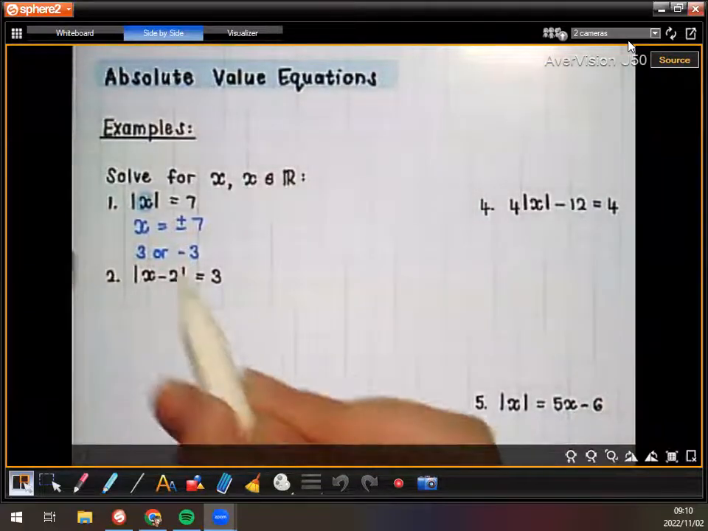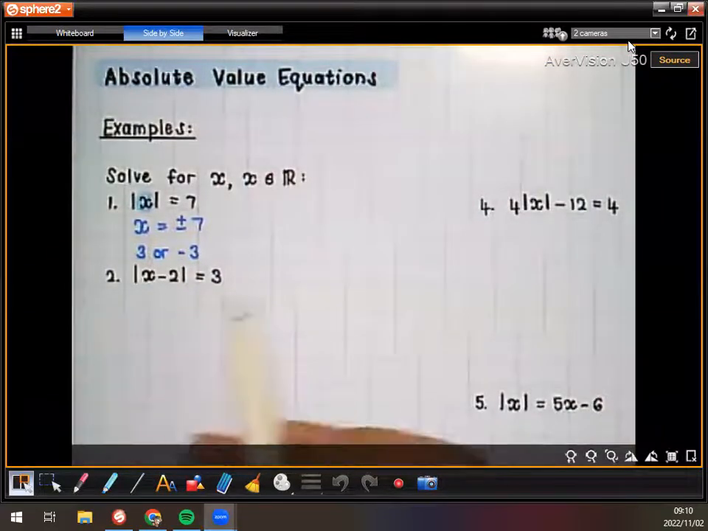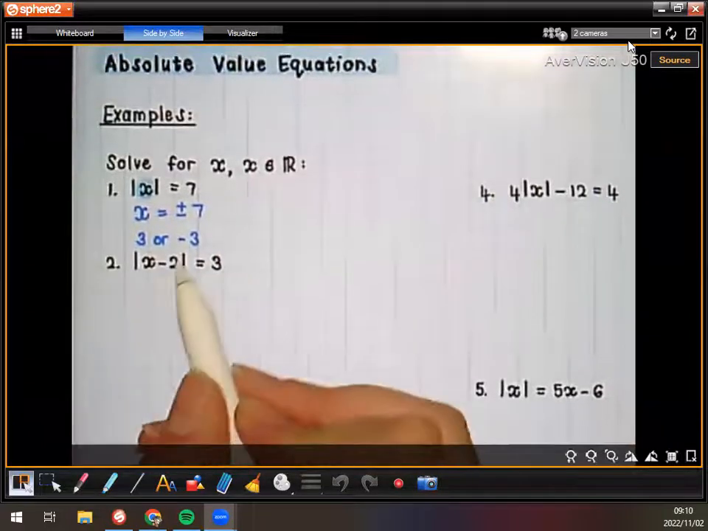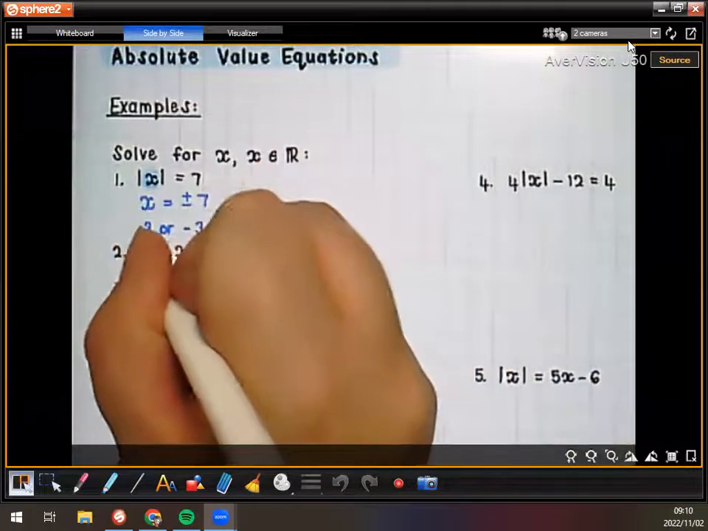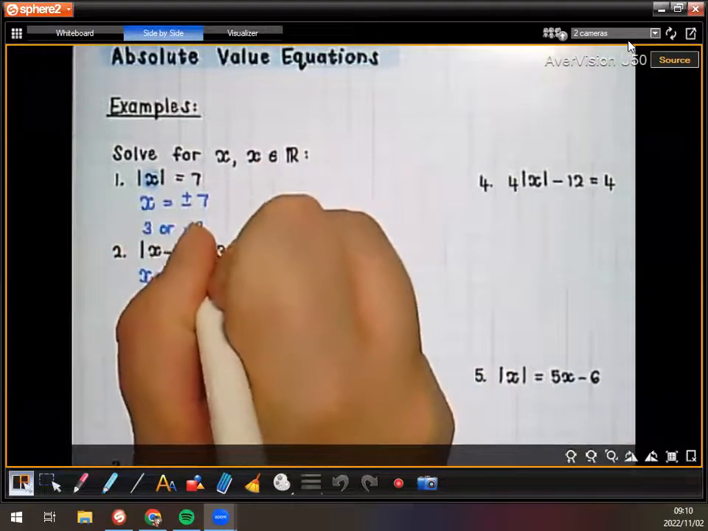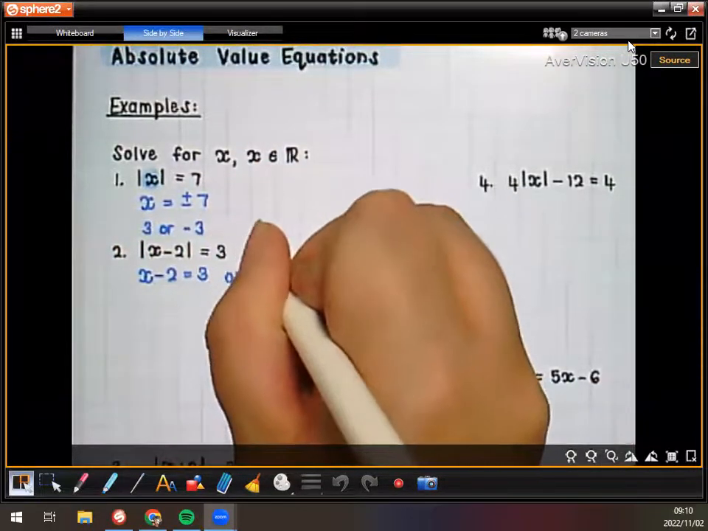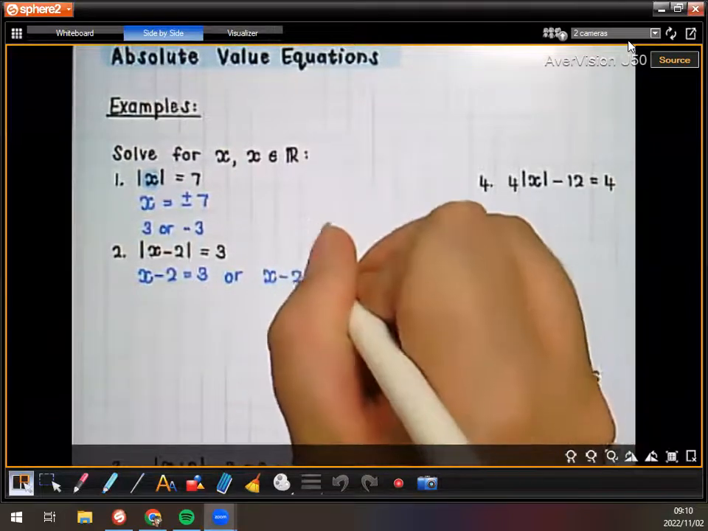Because if we have the absolute value of 3, the answer is 3. The absolute value of negative 3 is also going to be 3. So now, because in our absolute value here we don't just have x, we actually have an expression, we're going to have to make that expression equal to 3 or equal to negative 3.